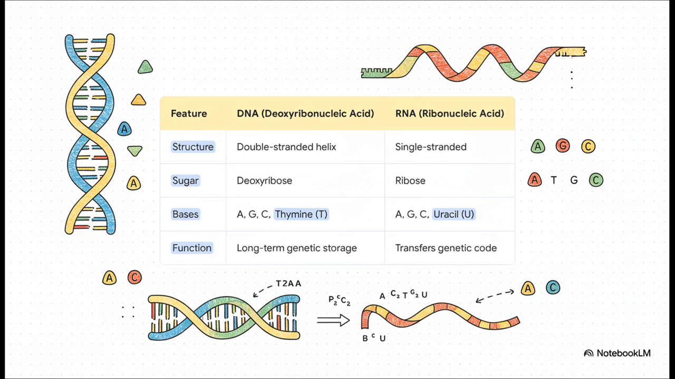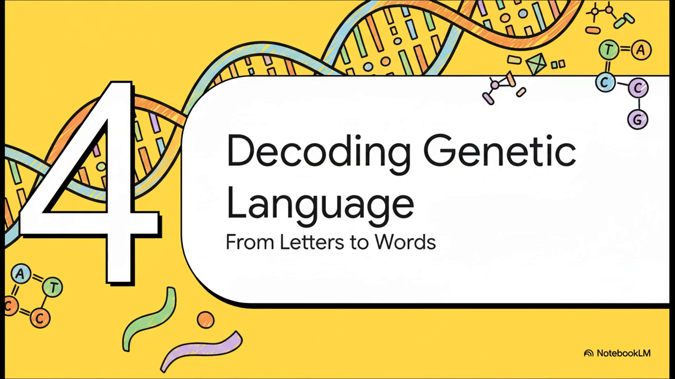They use slightly different sugars in their backbone. But look at the bases. DNA uses thymine, or T. RNA swaps that out for a very similar base called uracil, or U. It's almost like a little watermark that tells the cell, hey, this is just a temporary RNA copy, not the original blueprint.